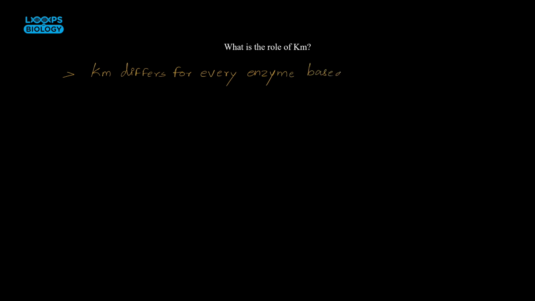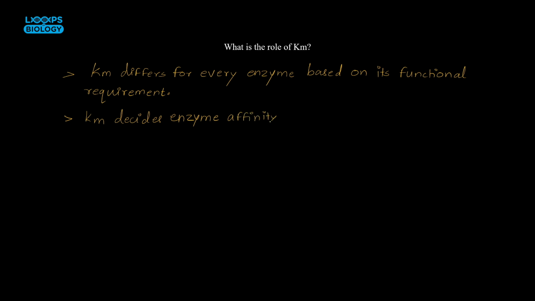based on its functional requirement. Now, what does Km do? So Km decides enzyme affinity towards substrate. So whenever I'm talking about lesser Km or the lesser value of Km, that means the affinity of enzyme to substrate is very high. Got my point?